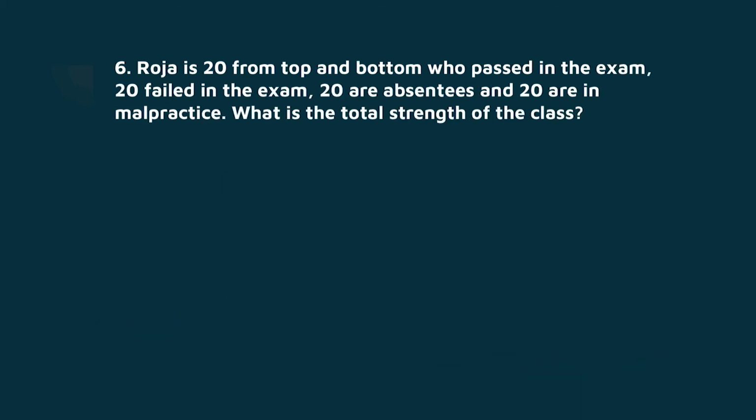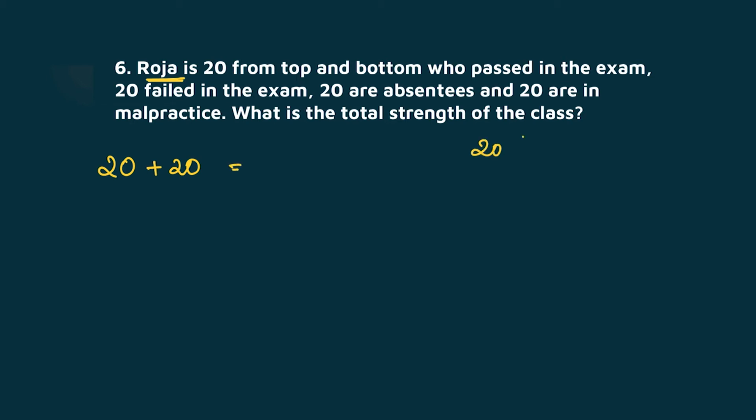The similar question which we have solved previously can be asked in this way in order to confuse you guys. So let's solve it. Roja is 20 from top and bottom, that is, she is 20 and 20 from both bottom and top when she is counted, who passed in the exam.